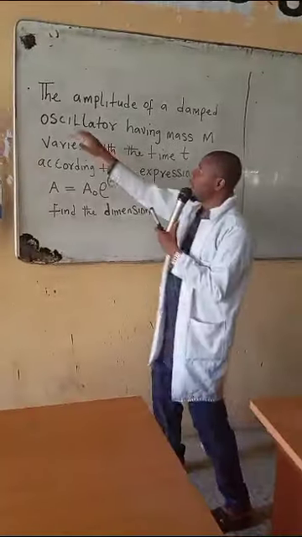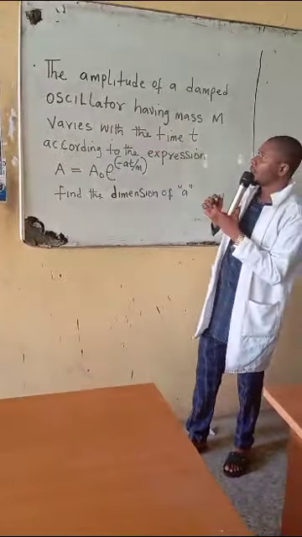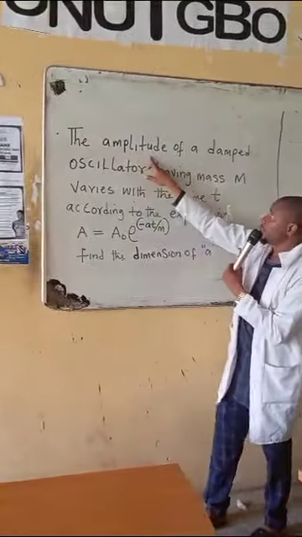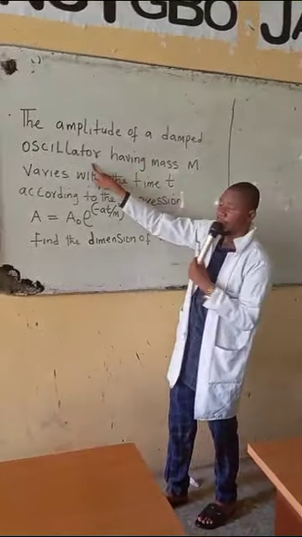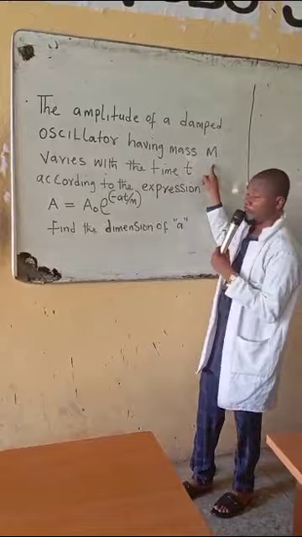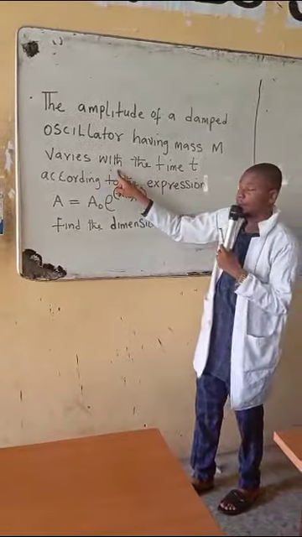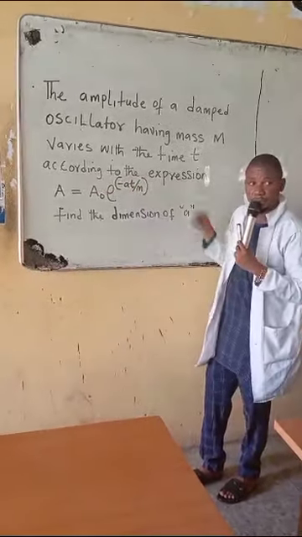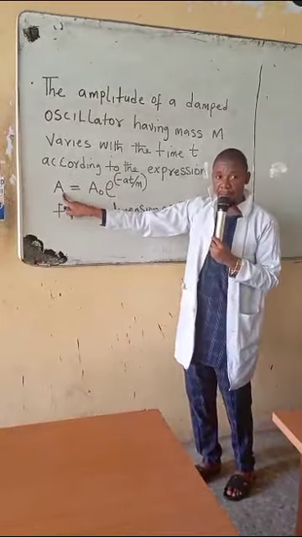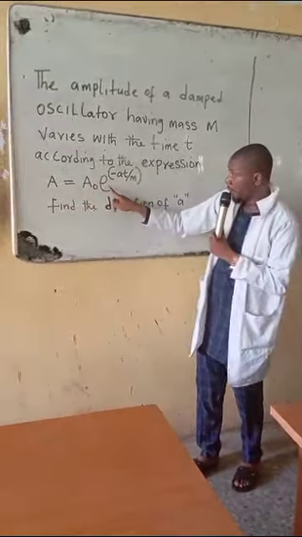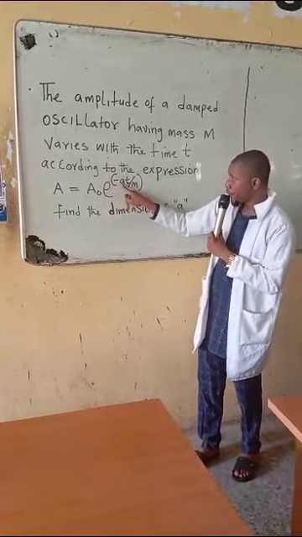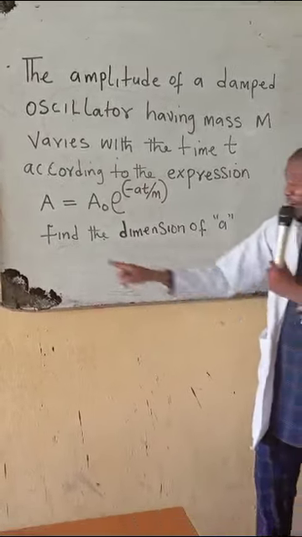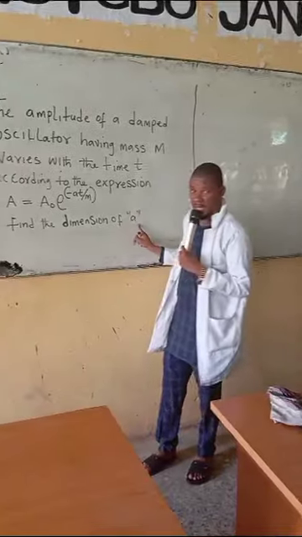Alright, I want us to look at this question. It is a question on dimension. It says the amplitude of a damped oscillator having mass m varies with the time t according to the expression A = A0 exponential minus at divided by m. The question says we should find the dimension of a.